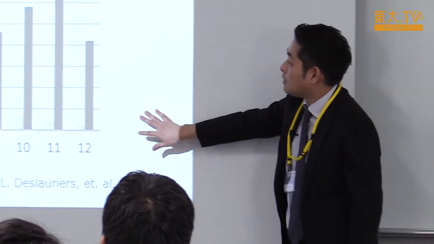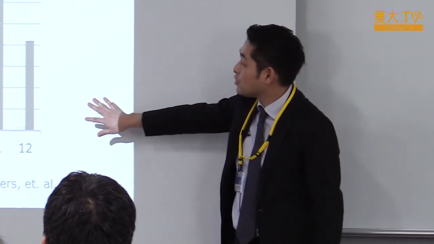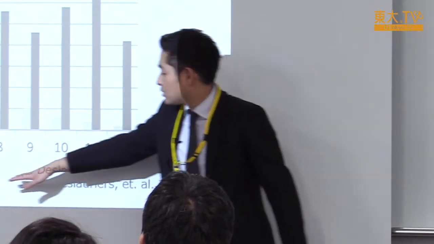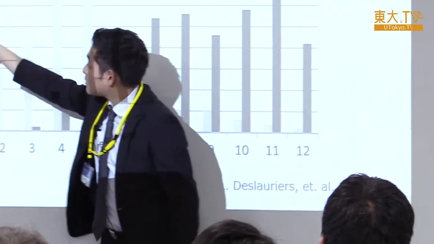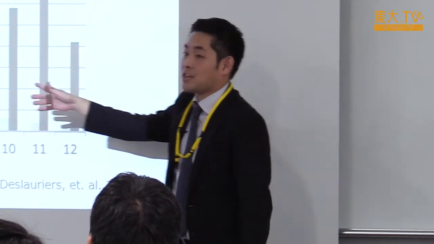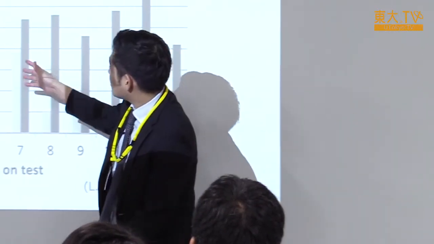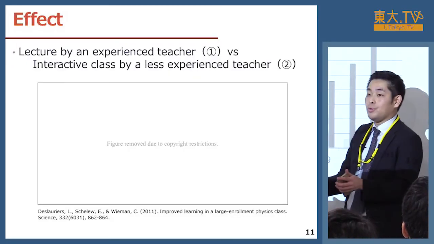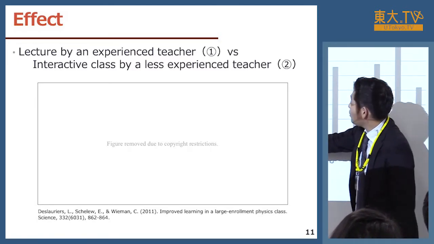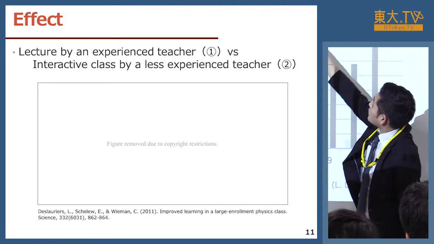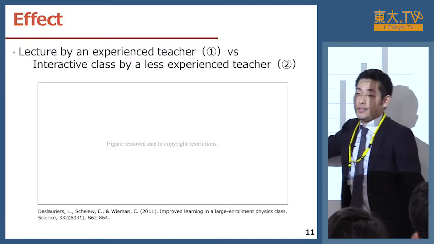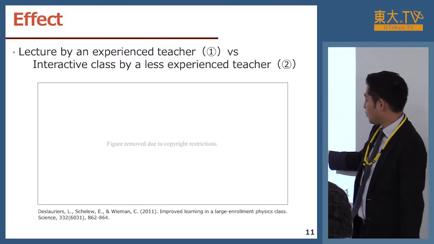And this is the graph of the result, the distribution of scores on the test. The horizontal axis means score on the test, and the vertical axis means number of students. And I think it is a very significant difference. The students who took the lecture by the experienced teacher scored five points on average. The maximum point is 12.